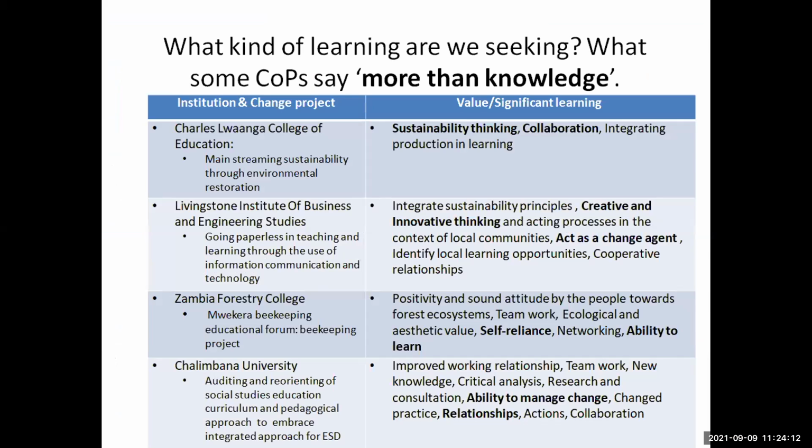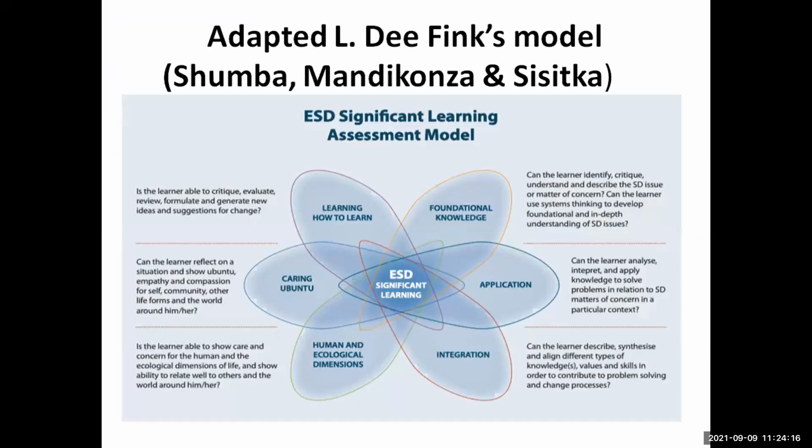Okay, so what I was saying is that we have adapted the significant learning framework as developed by Fink, and put in some lead questions which will help us in our reflections as we plan the assessments. As we go through the cycle, we can see the various questions here. For example, if we look at integration: can the learner describe, synthesize, and align different types of knowledges, values, and skills in order to contribute to problem solving and change processes? And I need to emphasize here that we always tend to think of ourselves as educators and those other people as the students. And our learners here are those students.